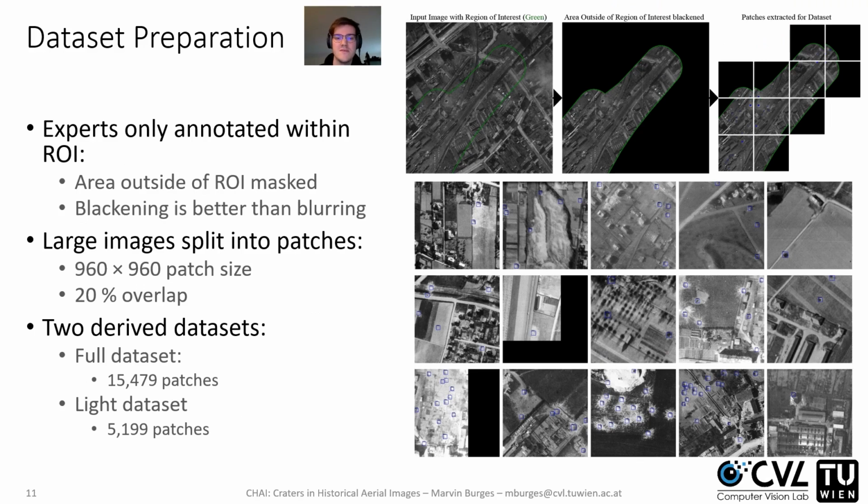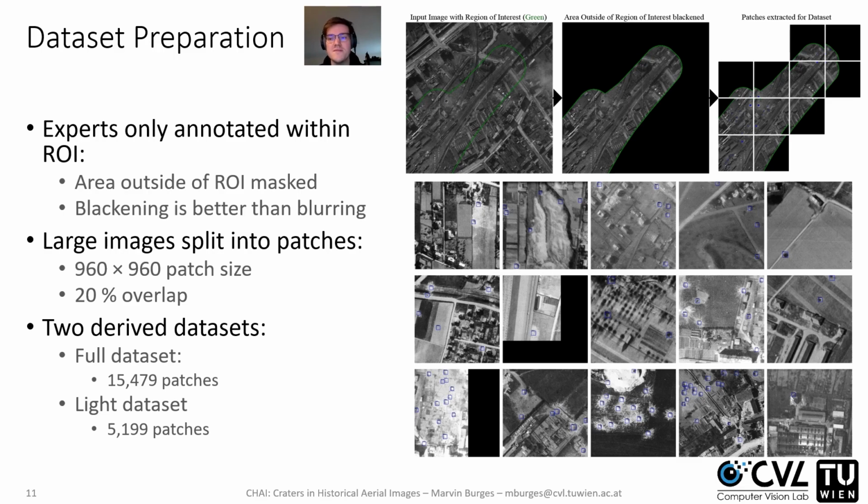The dataset was then prepared by us for training. The first thing we did is we masked the region of interest, because the experts only annotated within the region of interest and not outside. And then we split the larger images into patches of 960 by 960 pixels with a 20% overlap. From this, we derived 2 datasets, the full dataset and the light dataset. The full dataset has 15,000 patches, and the light dataset is about 5,000 patches.